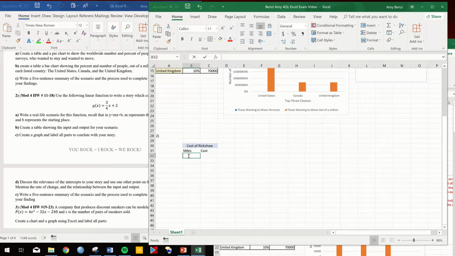All right, so miles. Would I travel a negative number of miles? Never. You don't believe me?